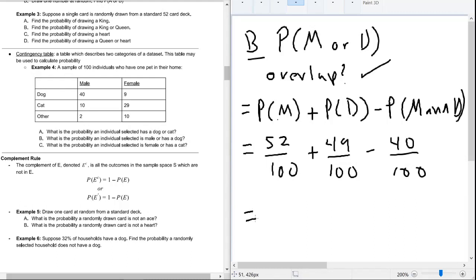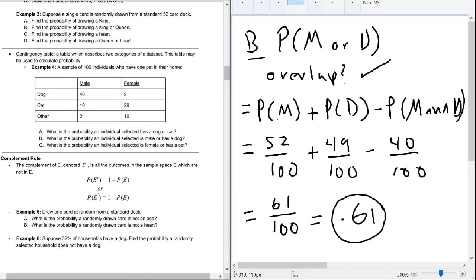So when we're looking to calculate this probability, okay, so we have 52 plus 49 in the numerator minus 40, that's going to be 61 out of 100, or we can call that 0.61. Okay, but notice how we did have an overlap this time. In the previous example, we didn't. It's important when we see that keyword or to ask ourselves, is there an overlap between the two events?